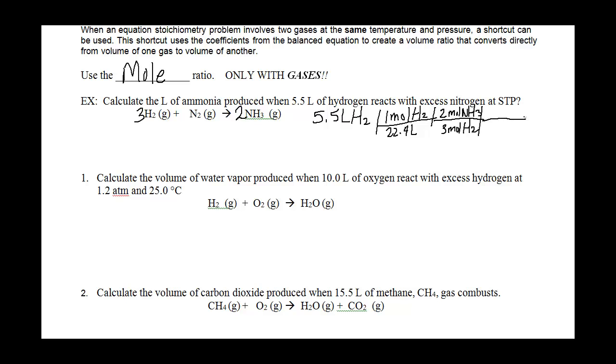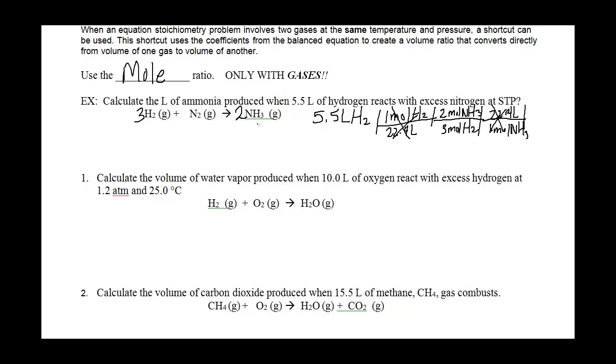But then it asked me for liters, and it's at STP. Well, what do I know about any gas? 1 mole of ammonia is 22.4 liters. So hopefully you can see a little bit of the redundancy because I'm dividing by 22.4, but then I'm going back around and multiplying it by 22.4. This is where that shortcut comes in. So what happens is I don't need these steps. So now you can quit watching and just participate in why this is that shortcut.